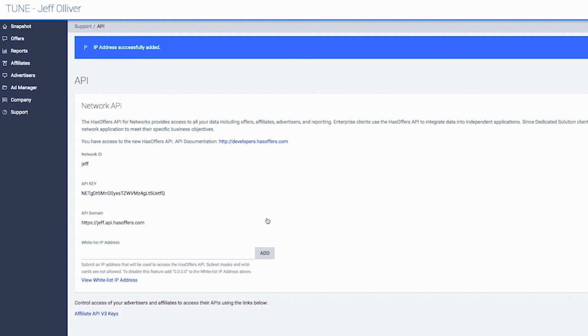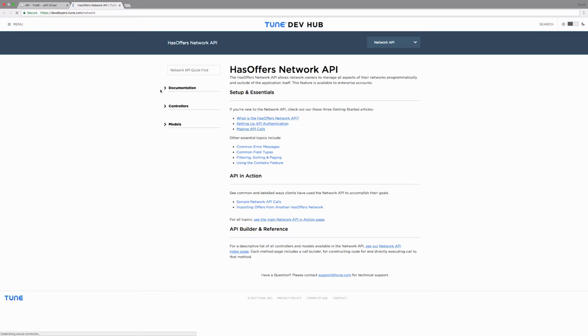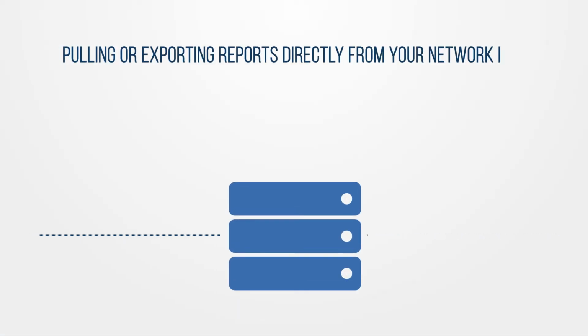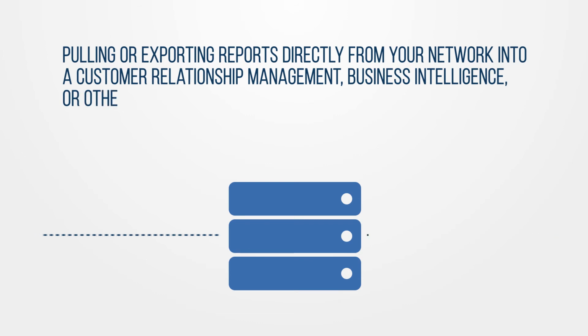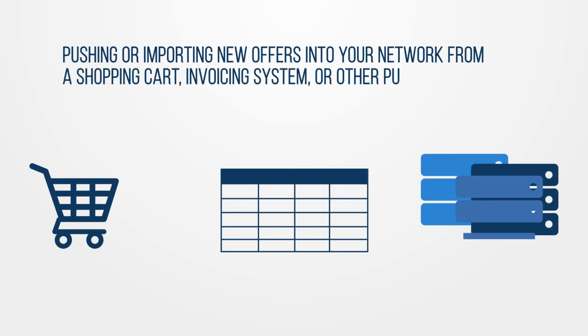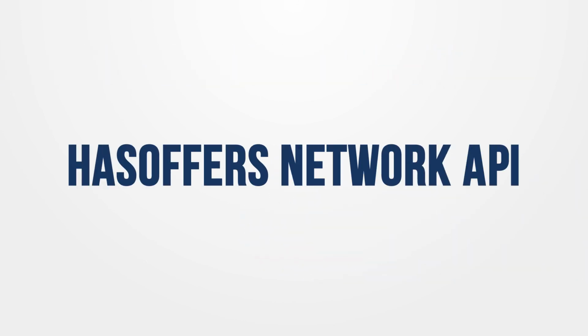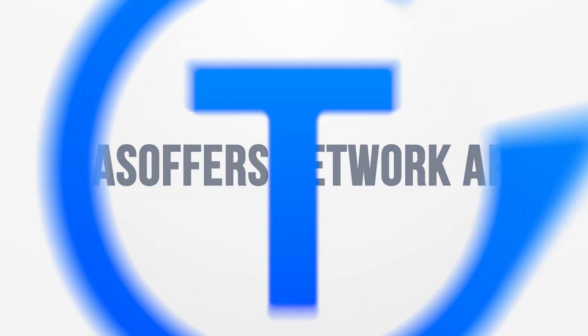There are countless actions you can take using the HasOffers API. Check out the Tune developers site for more details on all of the calls you can make. Some common ways the API is used include pulling or exporting reports directly from your network into a customer relationship management, business intelligence, or other analytics solution. Pushing or importing new offers into your network from a shopping cart, invoicing system, or other publisher network. Quickly handling large tasks, such as automating bulk publisher invoicing, saving lots of time and effort. The HasOffers Network API is a great way to insert and retrieve data, as well as create custom integrations.